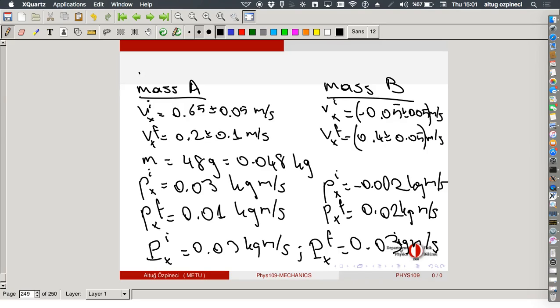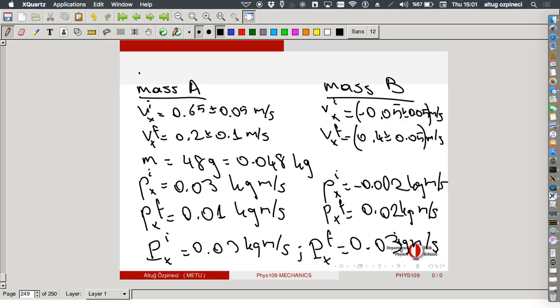Now, any questions on what we have done here? This is not just a one-dimensional collision, by the way. This is a two-dimensional collision. And we have actually seen that the x component of the momentum is conserved. In two dimensions, the momentum is a vector, so it has x and y components. Here, this is the x component, which is conserved. We will not repeat it, but the y component is also conserved.